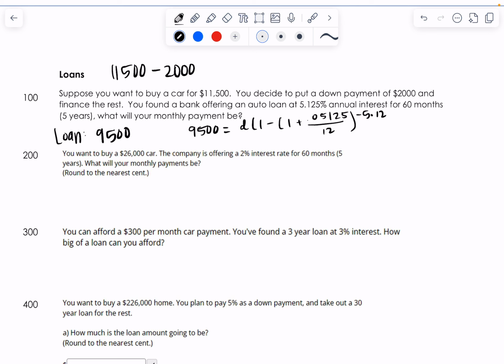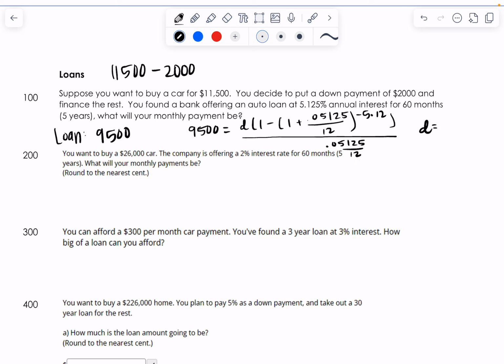Once a month for 5 years. So 5 times 12 is 60. So you can put negative 60 up here or negative 5 times 12. It doesn't matter which one you use, as long as you don't do negative 5 times 60, because that has happened and that is incorrect.